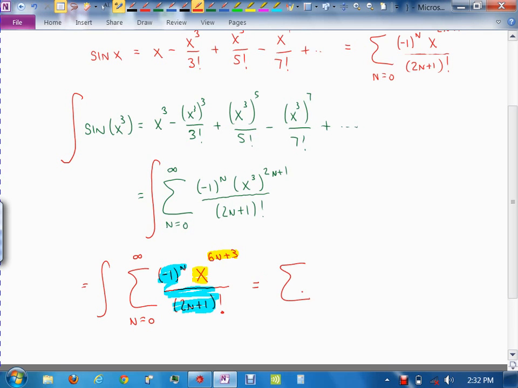Sum n equals 0 to infinity. I'm going to put the negative 1 to the n over the 2n plus 1 factorial. Haven't changed that. But then times 1 over what? 6n plus 4. That's just 6n plus 3 plus 1, right? It's just adding 1 to that power. If I add 1 to this power, I get 6n plus 4. And then x to the 6n plus 4.